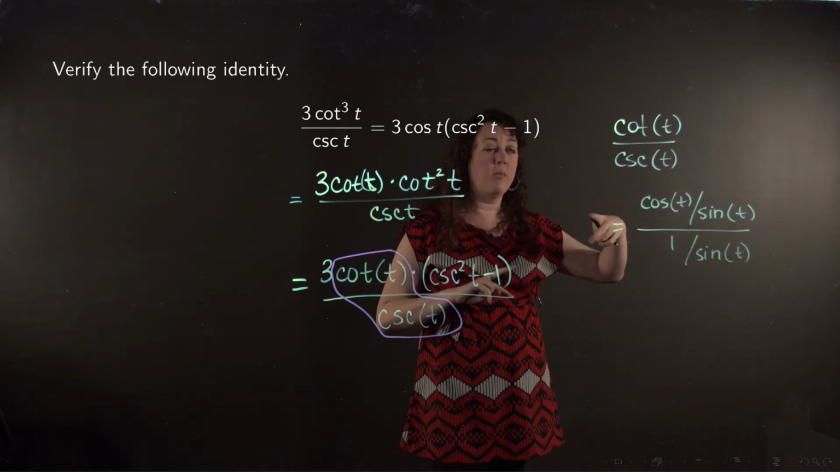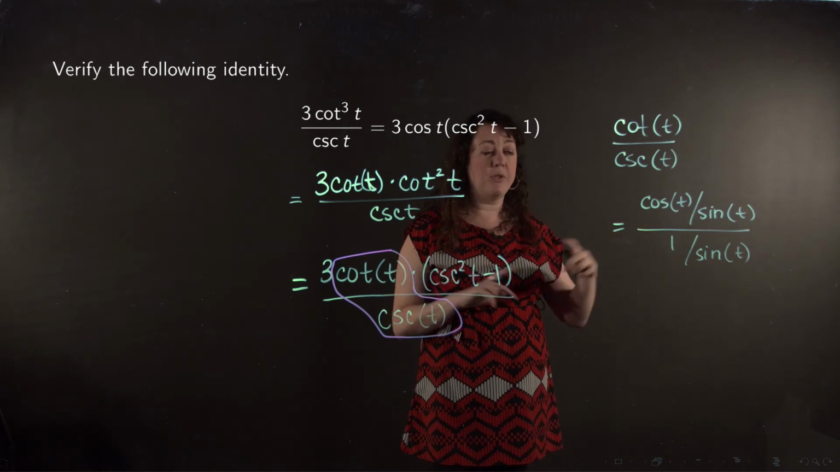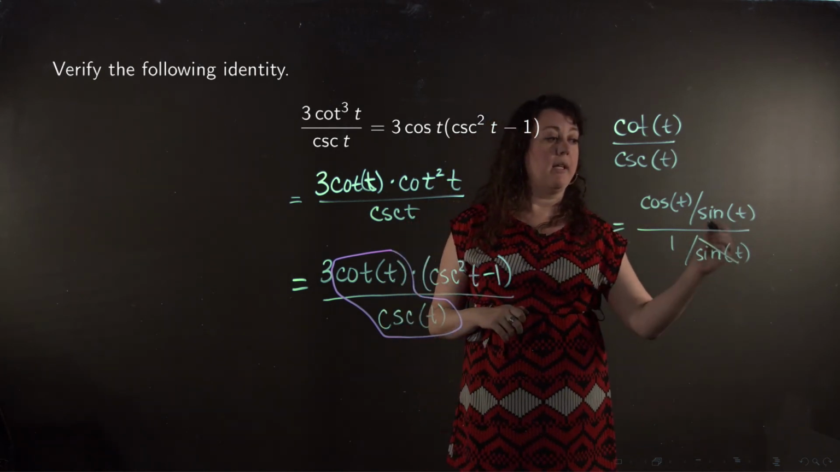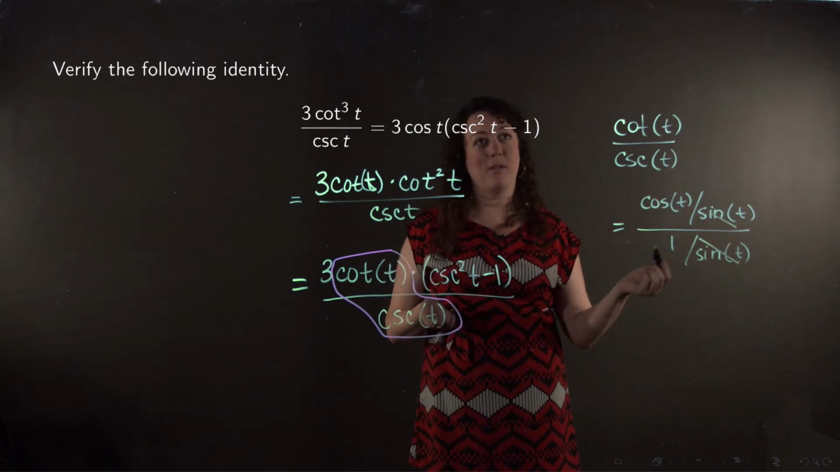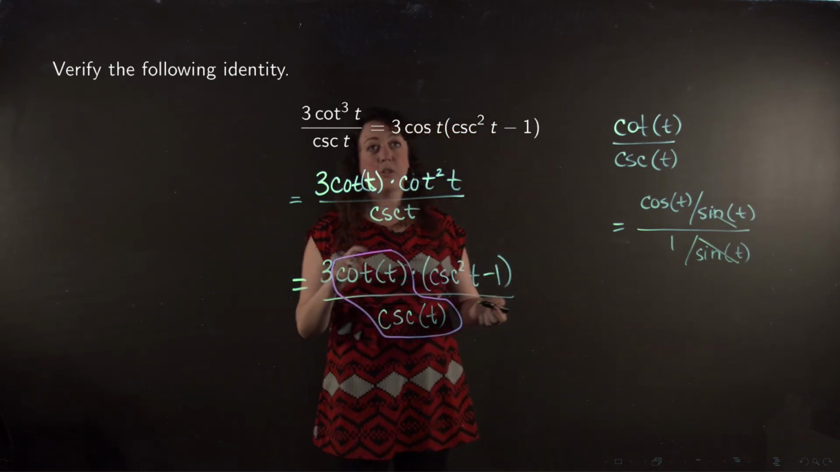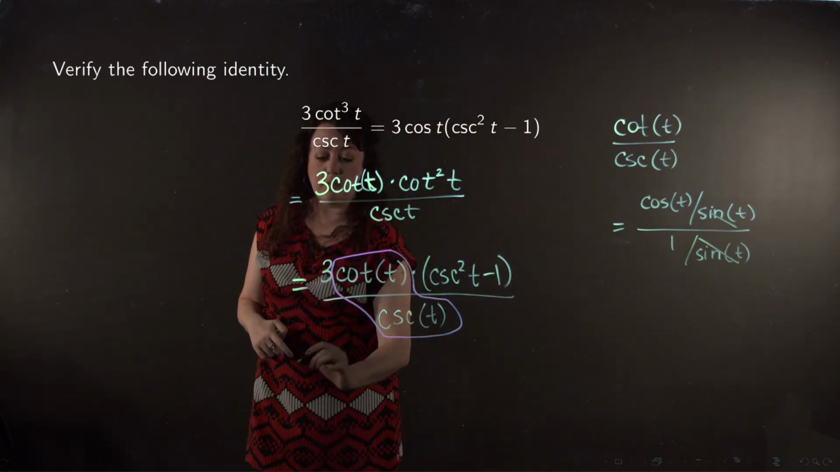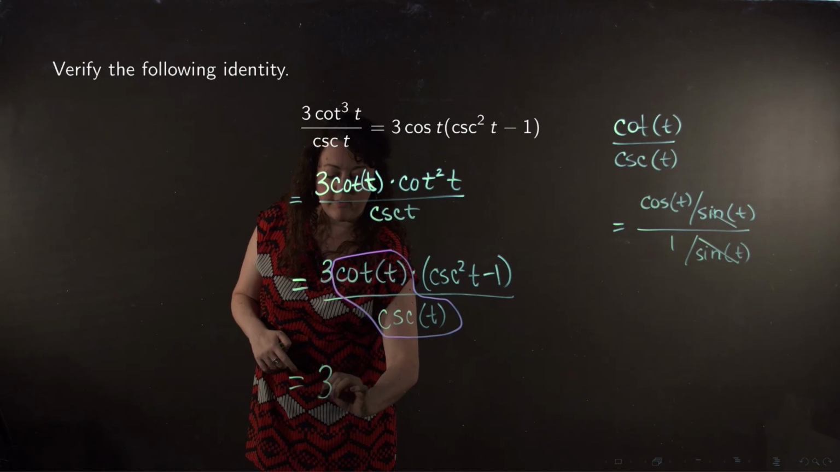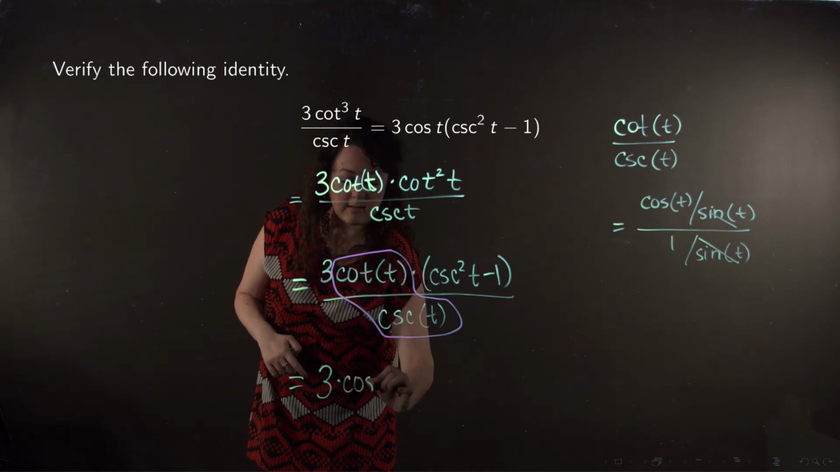If you flip over 1 over sine t and multiply, those sine t's are going to cancel out, and notice I'm just left with the cosine t. So that cotangent over cosecant reduces down to the cosine, and now we've verified the identity that they gave us.